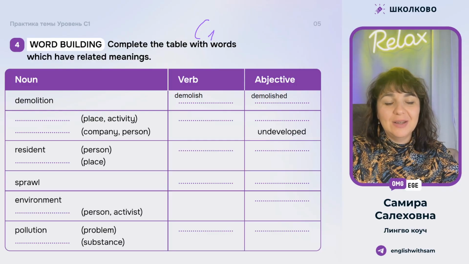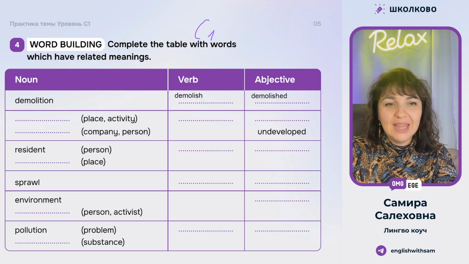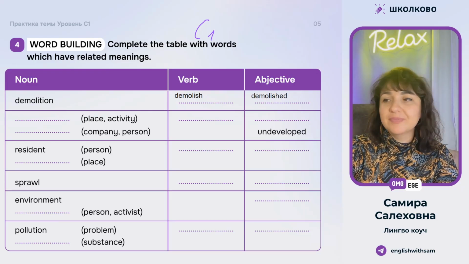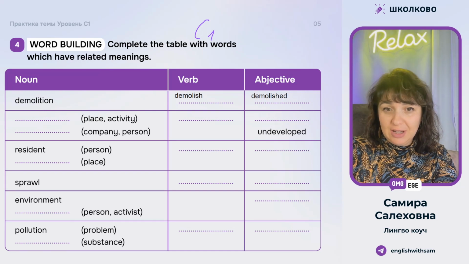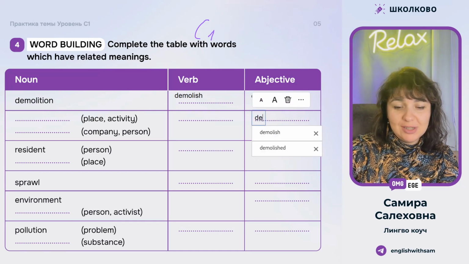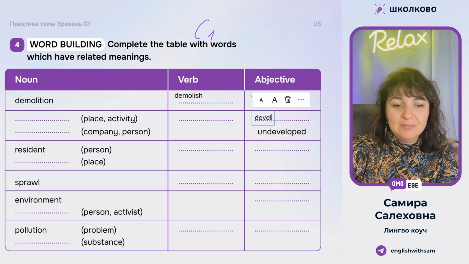All right, so could you give me a helping hand? So you can start wherever you want to. You may start from the verb or adjective or a noun, and we have place and activity, and we also have company or a person. So developed, right? Undeveloped and just developed. That's right.